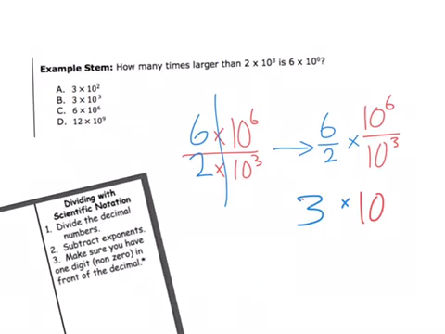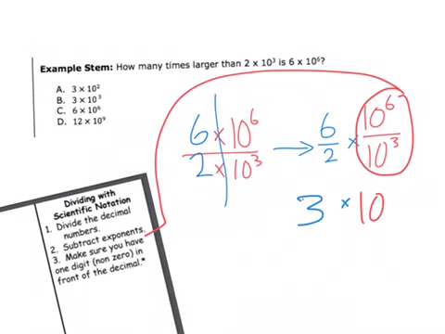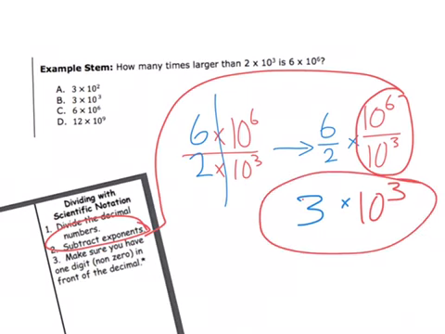I notice right away that both have the same base, and that means our exponent rules apply. Luckily, our steps tell us what to do next. We're going to subtract the exponents. So 6 minus 3 is going to be 3, and voila! Our answer is 3 times 10 to the 3rd power, which is B.